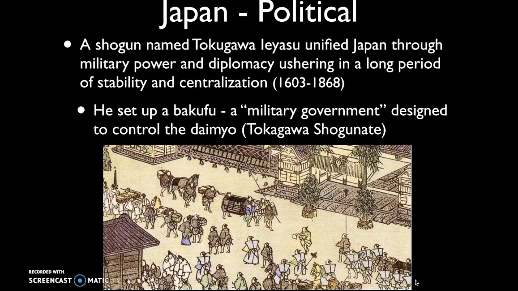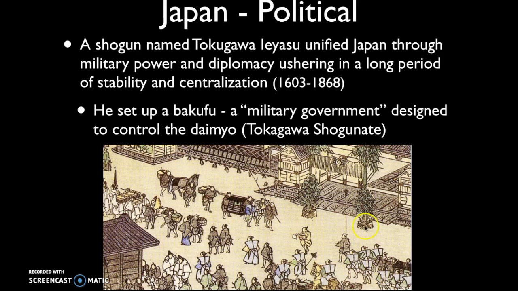So a shogunate is a state controlled by a shogun, in the same way that a caliphate is a state controlled by a caliph, and a khanate is a state controlled by a khan, and a sultanate is a state controlled by a sultan. Tokugawa Ieyasu is going to set up a bakufu. A bakufu is another word in Japan that basically means a tent government. It was supposed to be temporary, right? The shogun was supposed to maintain temporary power until ultimately the emperor was able to reestablish control over the region.